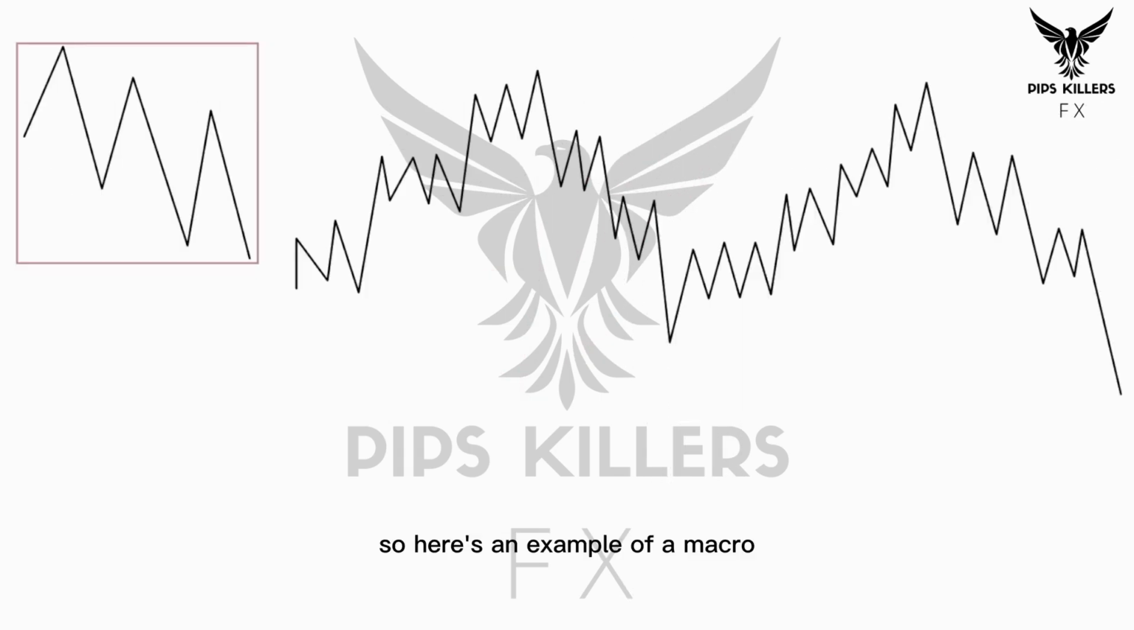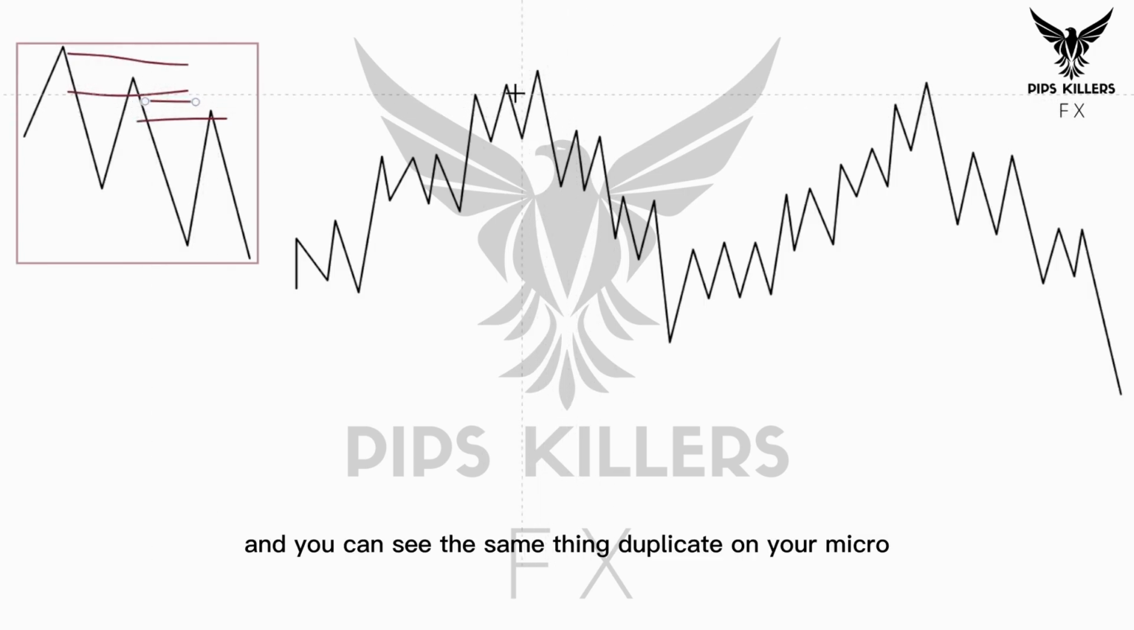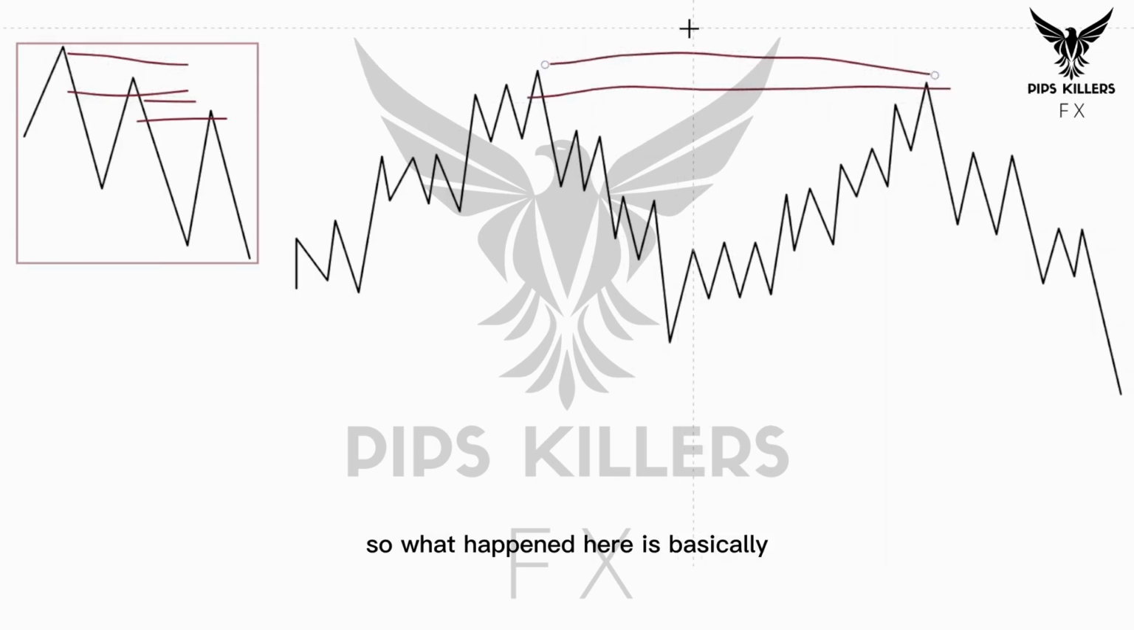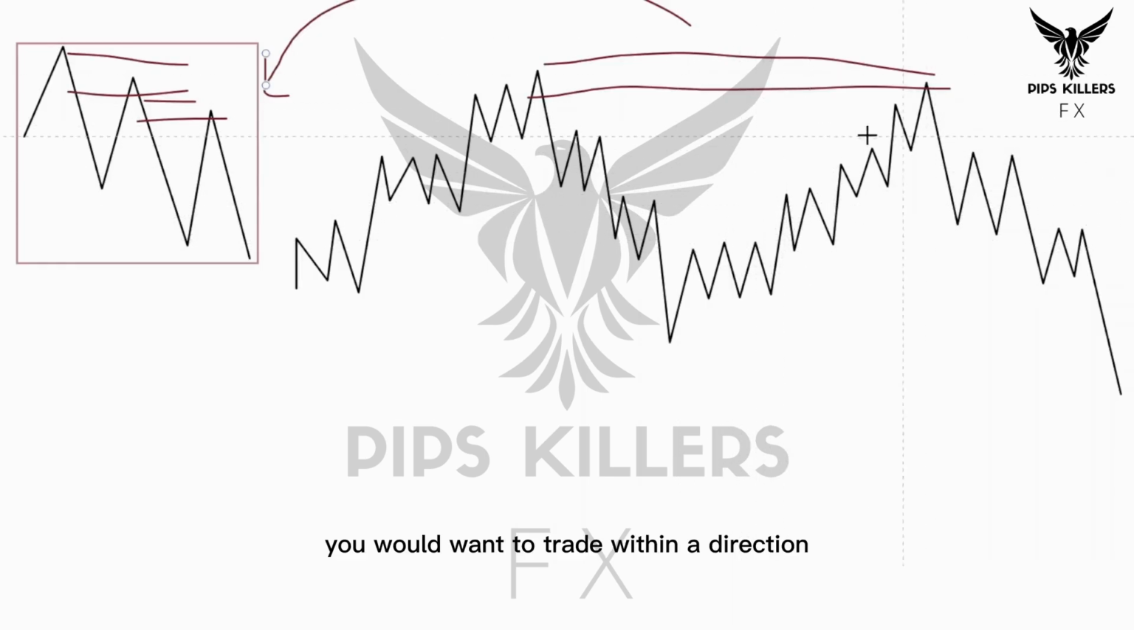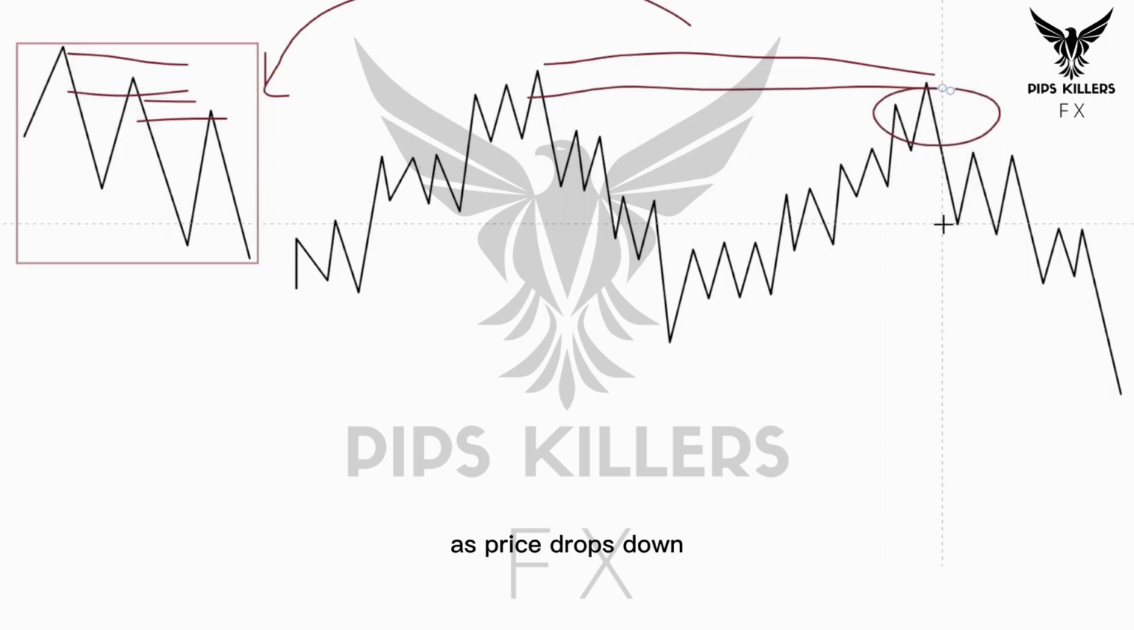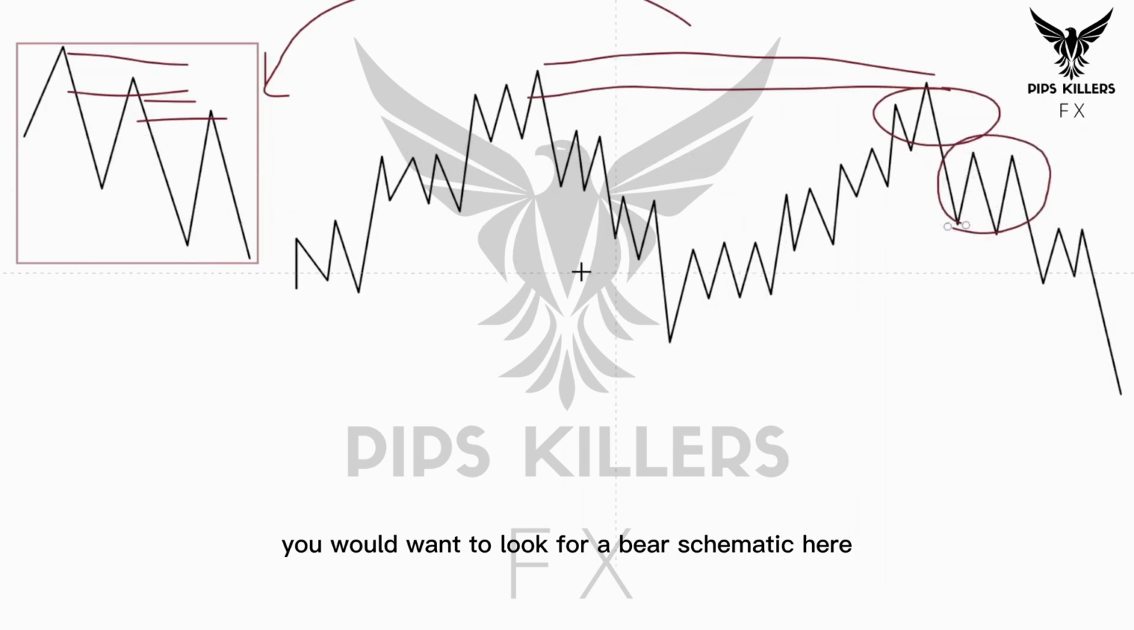So here's an example of a macro and a micro supply and demand structure. As you can see here on the macro, price is rejecting from your supply zone. And you can see the same thing duplicate on your micro. So what happened here is basically a mere reflection of this. So to optimize your Wyckoff strategy, you would want to trade within a direction. So let's say once price approaches your supply level right here, you would want to look for a bearish Wyckoff schematic here. As price drops down, you would want to look for a bearish schematic here.